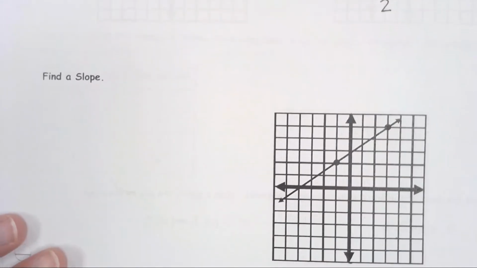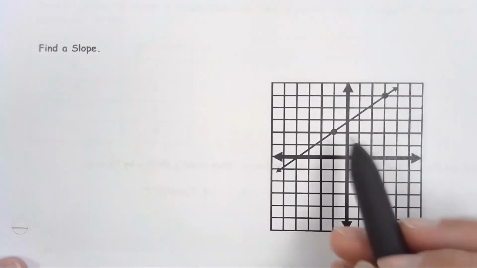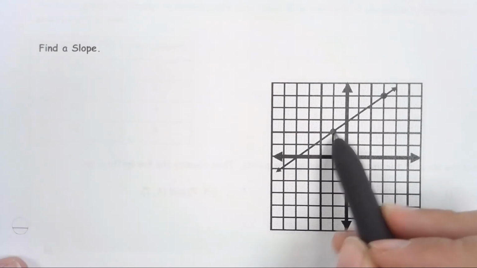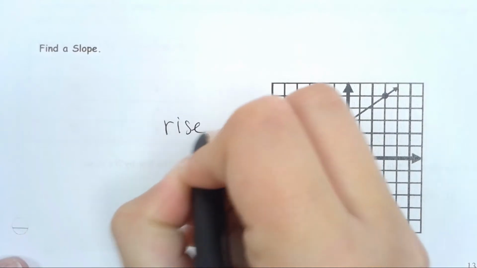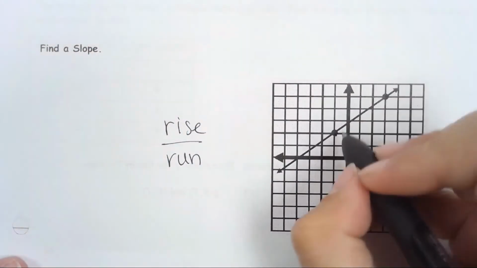Next one, so same thing. They gave us our 2 points, and I am going to start with the point furthest to the left, so that is this point right here. Again, I'm trying to get from point A to point B, and to do that, I'm using my formula, rise over run, and we are just counting the rise here.